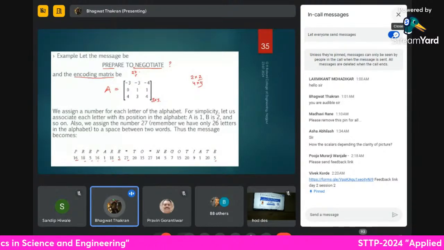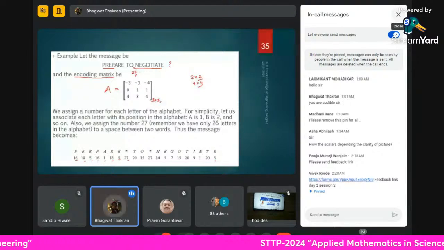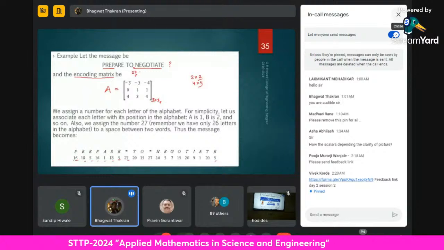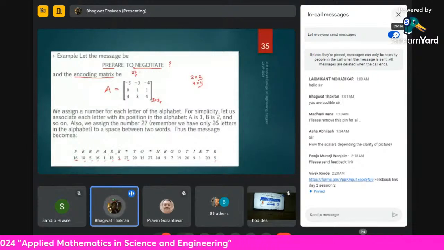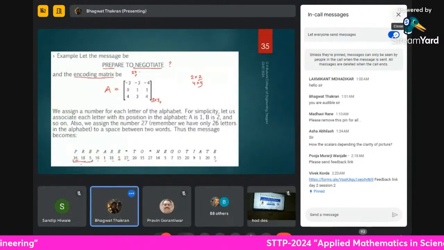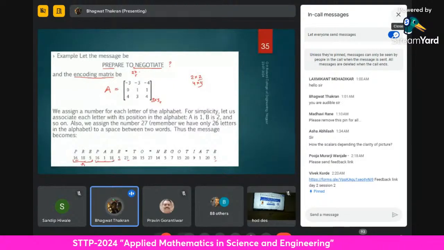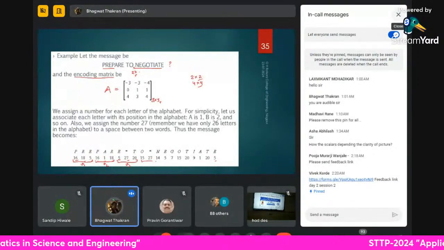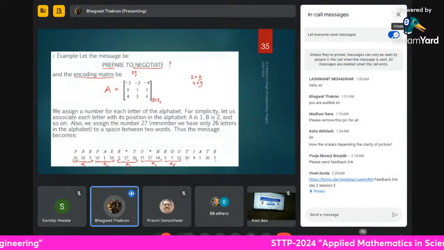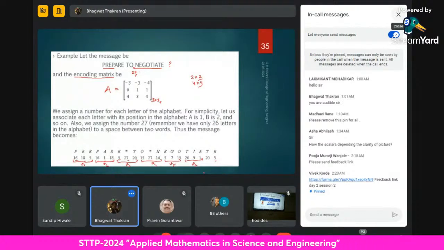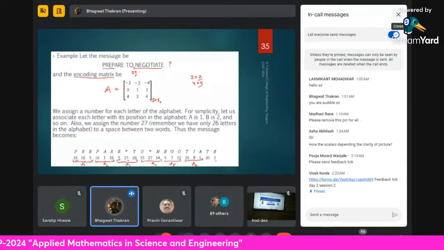And further, since I have considered a 3 by 3 matrix as my encoding matrix, I'll prepare these numbers in the form of vectors. This is my vector V1: 16, 18, 5. This is my vector V2, this is V3, this is V4, V5, V6. Now there is one more vector remaining, 25.